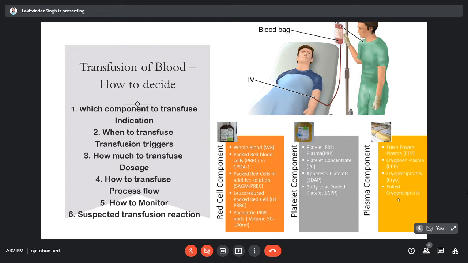Then the third question, how much to transfuse, the dosage. How many red cells are required? Is 1 unit required or 3 units? How do we decide on that? Then how to transfuse. There should be a process flow: how we take the sample, how the requisition form is filled, how the crossmatch is done, and then how it is transfused. That I'll discuss. Then how to monitor the transfusion, and lastly the suspected transfusion reaction. The last two parts I'll discuss in the next lecture.